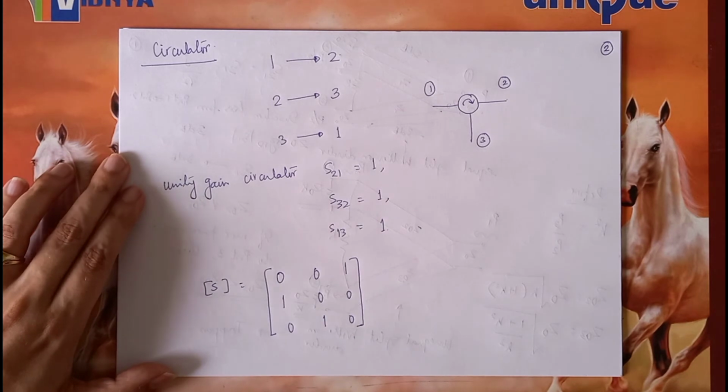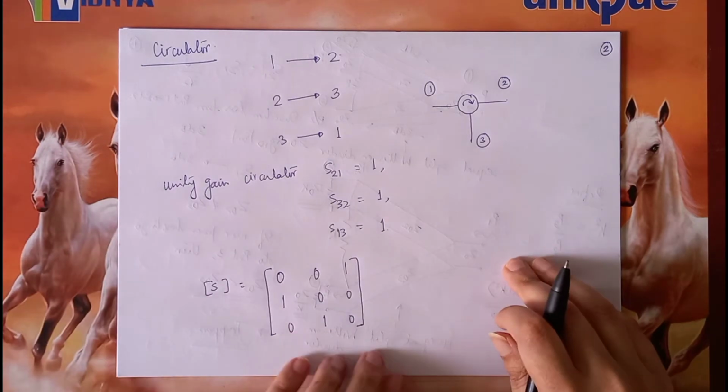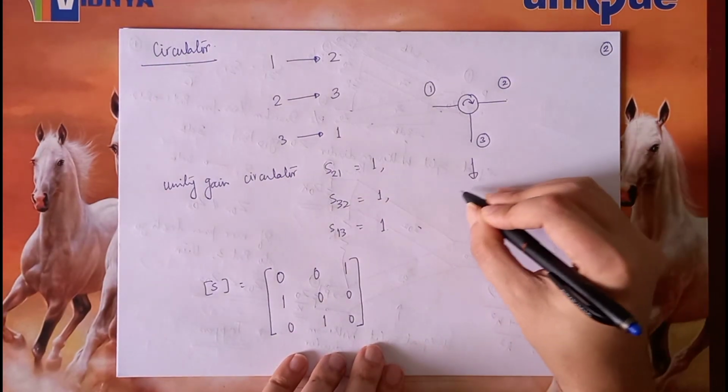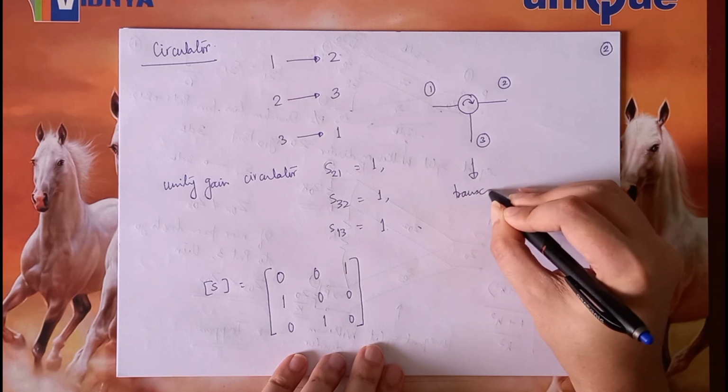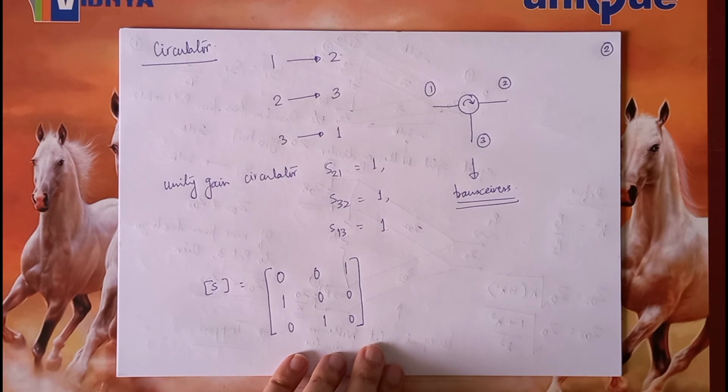So the question now is, from an application point of view, where would we use such a kind of device? Well, the answer is very simple. Circulators are used in transceivers.